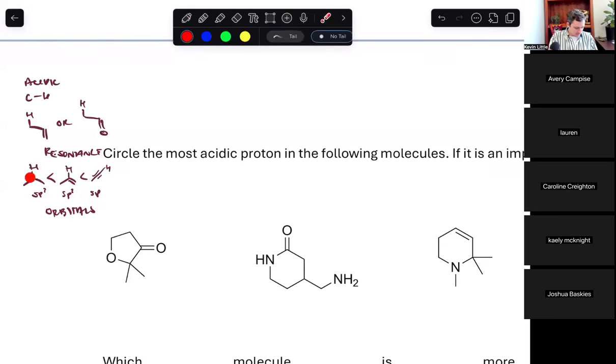I'm looking for anything that matches this picture or this picture, right? I don't have any double or triple bonds directly connected to a hydrogen, so that's not going to work for me. But I do have a hydrogen that's one away from this carbonyl, right? So I have a hydrogen right there. If I took this hydrogen, that negative charge would have resonance with this carbonyl. So that's my hydrogen. It's the only one that makes any sense.